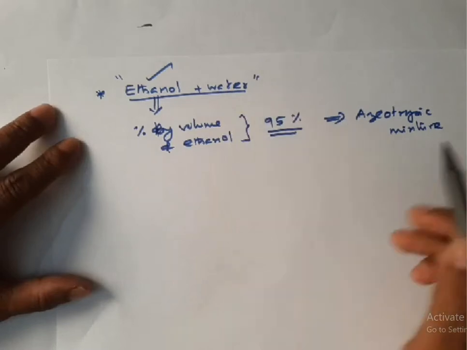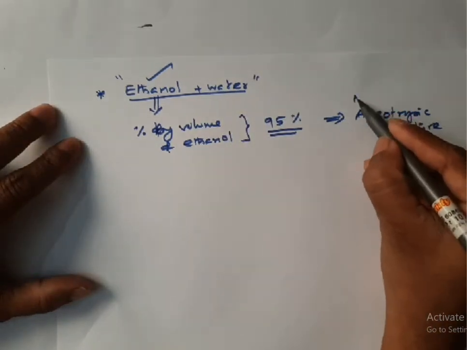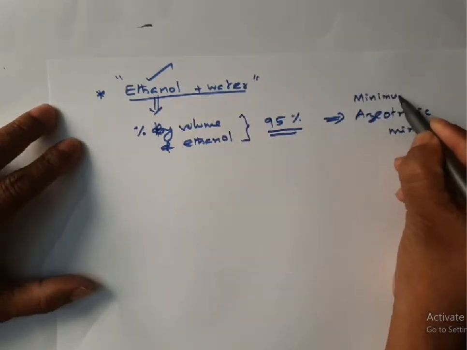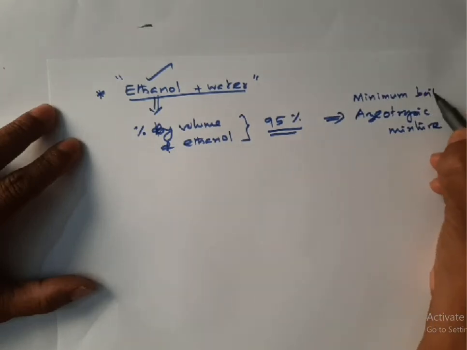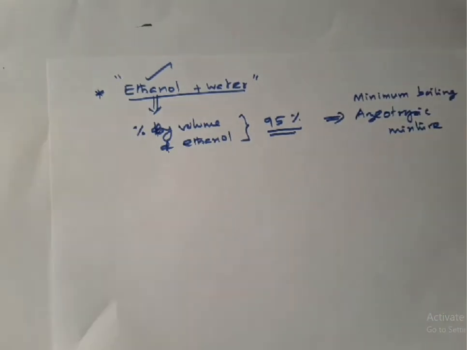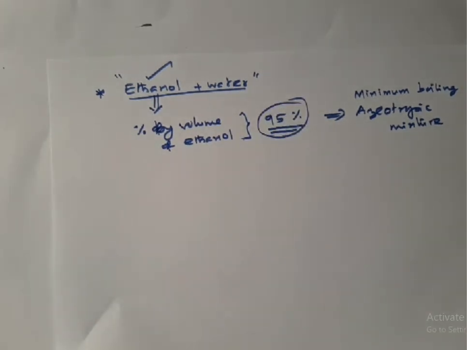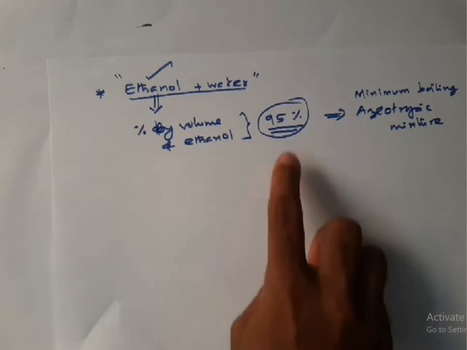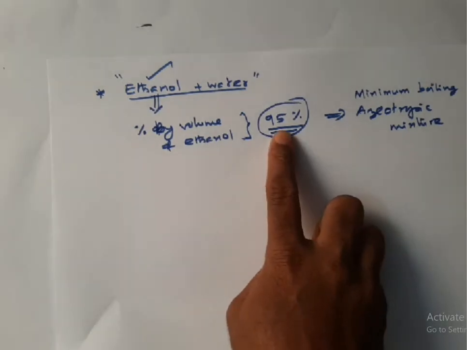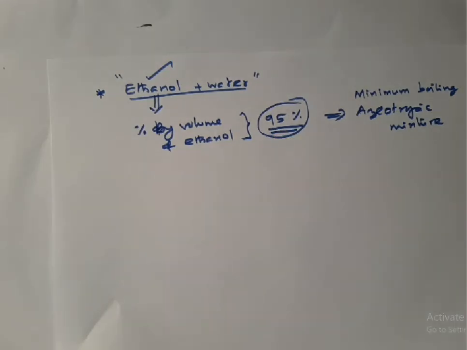Positive deviation means I'll get a minimum boiling azeotropic mixture. This is the composition of the ethanol-water azeotropic mixture: 95% by volume of ethanol and 4% by volume of water. If that mixture is attained, then it is not possible to separate ethanol and water by simple distillation.